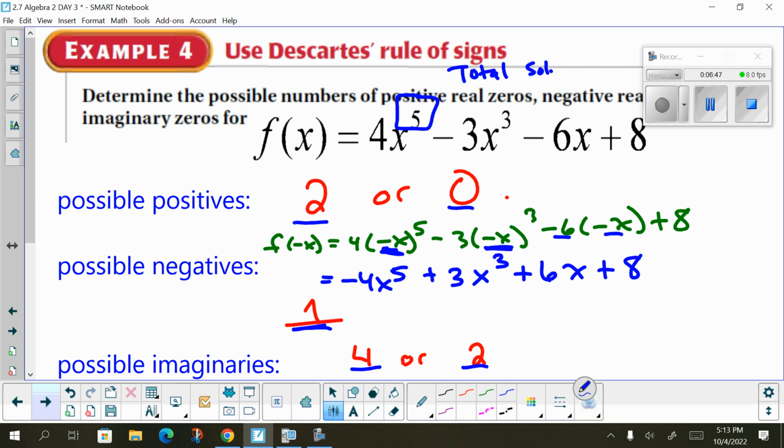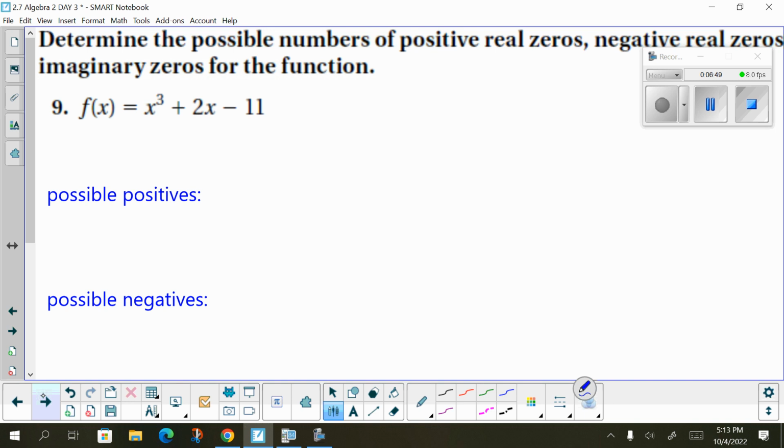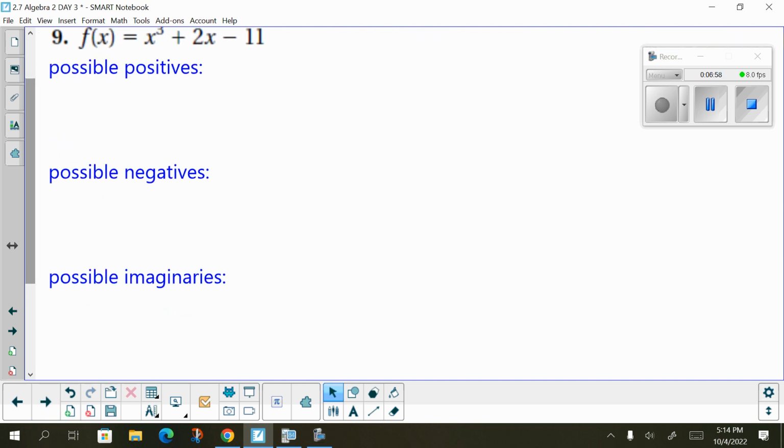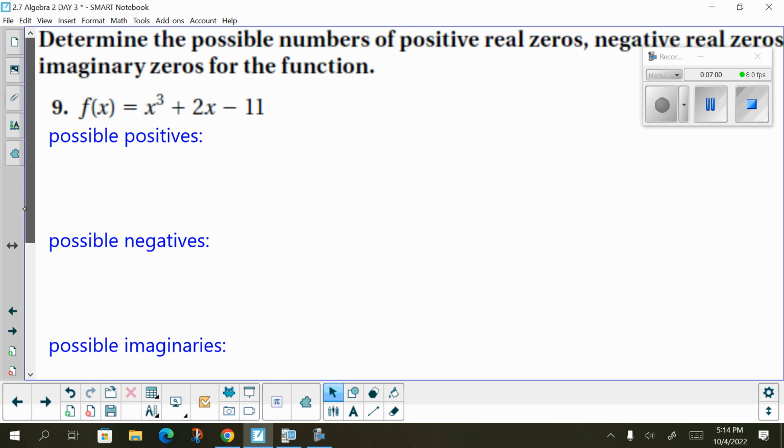Let's try our next one. For possible positives, I'm going to simply count my sign changes. To count my sign changes, it looks like I'm going from positive x cubed to positive 2x to negative 11. That's only one sign change. So one possible positive solution.